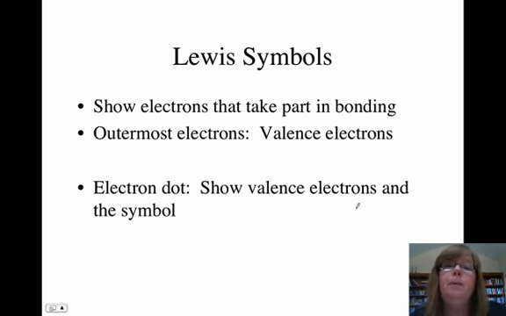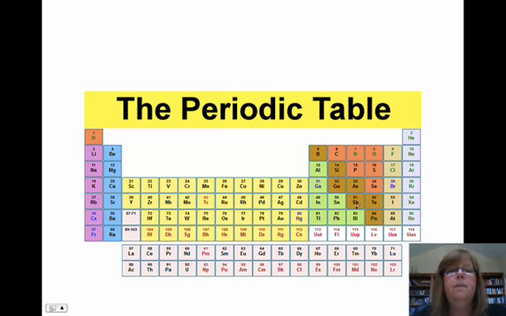Now, we need to remember how many valence electrons the different families have. So let's review that. The alkali family, or group 1A, they have one valence electron. Let's go next door. In the alkaline earth metals, they have two outermost electrons, or two valence electrons. We're not going to work with our transition metals right now, so let's move on to the boron family.